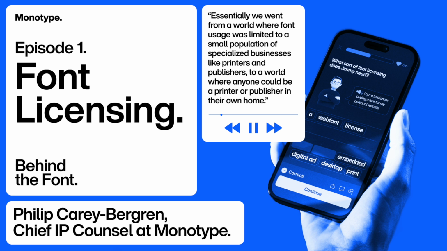Now, who better to walk us through all this than our very own Vice President and Assistant General Counsel, Phil Carey-Bergren. Phil, welcome. Thanks, Carl. Great to be here.